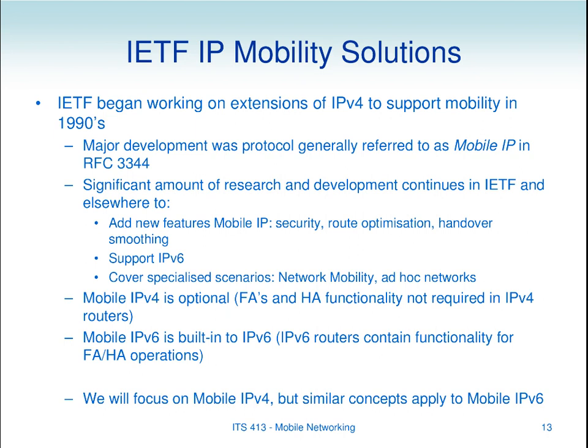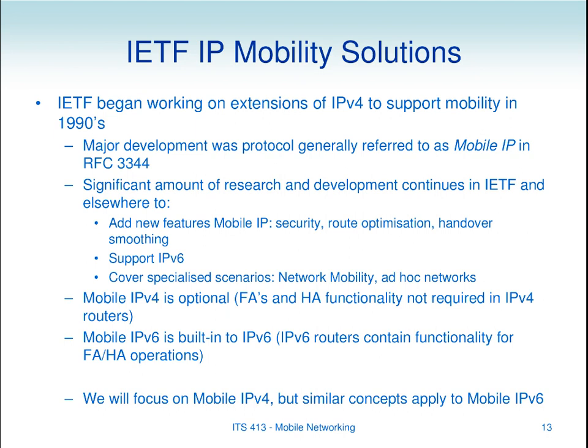Mobile IP is optional. We'll see that for mobile IP to work, you need some extra functionality in your mobile device, your phone, your laptop, and in the routers, normally the routers. So that extra functionality is not required, it's optional. In mobile IP version 6, the functionality is required. Why? Well, one reason is to make sure it's more widespread in use.